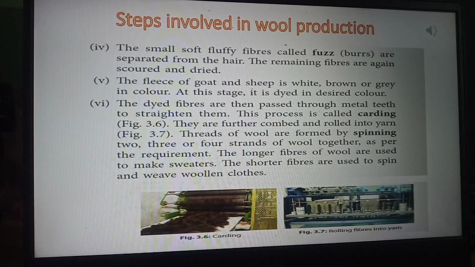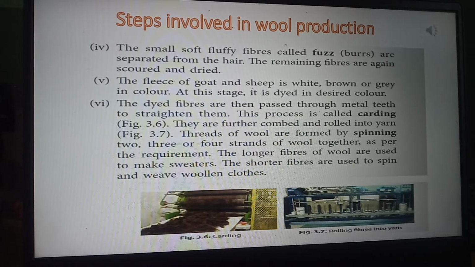The 4th step we will be discussing here in this video. The 4th step involves the small soft fluffy fibers called fuzz, that we call burrs, being separated from the hair. As I told you, the hair is graded and sorted, isn't it? They are separated texture wise. Different textures of hair are getting separated accordingly, isn't it?